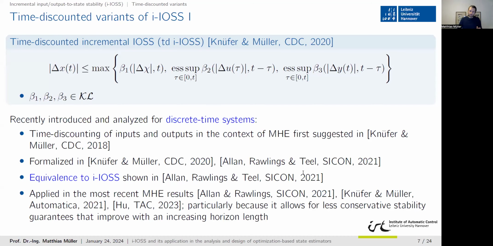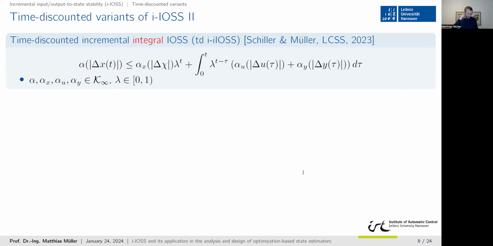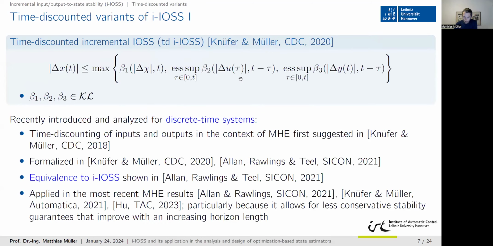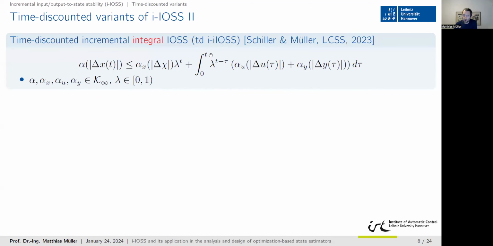Now, in continuous time, we recently introduced and showed that this is also useful, again in the context of moving horizon estimation, if we use an integral version of incremental IOSS. Compared to the previous slide, where I had this time-discounted notion, what we have now is an integral version. On the right-hand side, the main difference is that we use integration here. In particular, if alpha u and alpha y, which are K-infinity functions, are quadratic, then this would be an L2 to L-infinity type property. So we just use the integral variant of that.